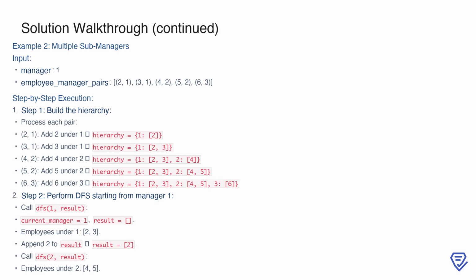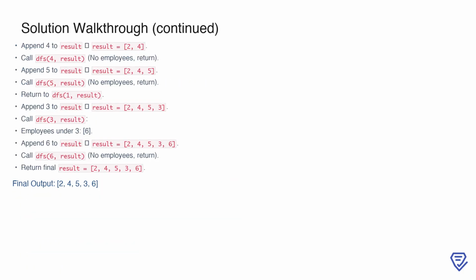Once the hierarchy is built, we perform DFS starting from manager 1. The DFS begins with an empty result list. Manager 1 has employees 2 and 3, so we first append 2 to the result, making it 2, and recursively call DFS for manager 2. Manager 2 has employees 4 and 5, so we proceed to explore them. In manager 2's DFS, we append 4 to the result, making it 2, 4, and call DFS for employee 4. Since employee 4 has no direct reports, the function returns.